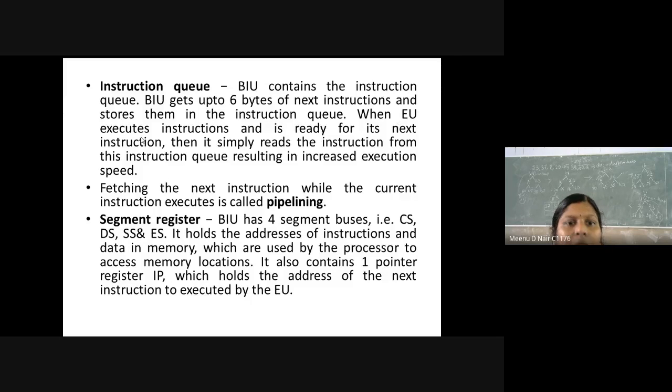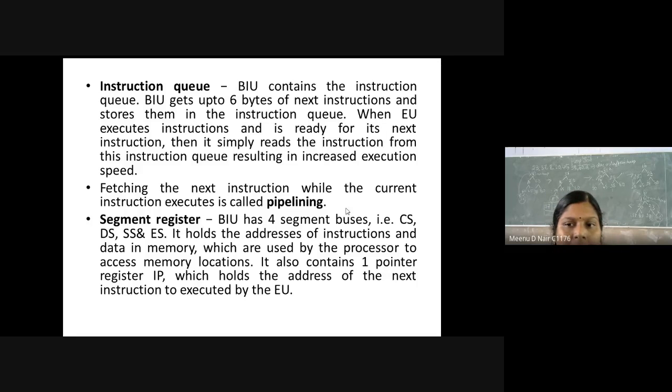When the execution unit finishes executing an instruction and is ready for its next instruction, it simply reads the instruction from the instruction queue, resulting in increased execution speed. It doesn't need to go to memory or input-output devices every time to fetch the data. It can store 6 bytes at a time, so once one instruction is executed, the next is taken from the instruction queue and executed. That is what the instruction queue does.